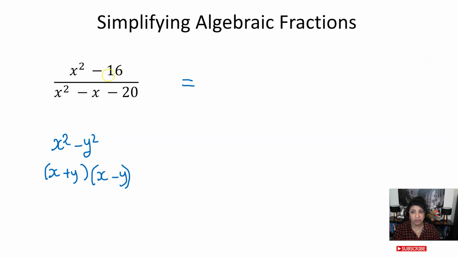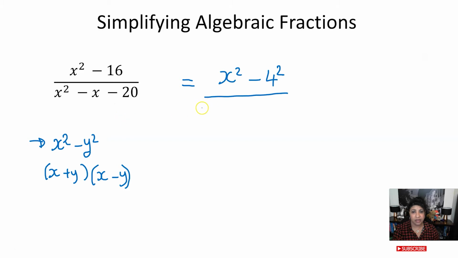So how can we write this expression here like this? Well, 16 is actually 4 squared. So I can write that as x squared minus 4 squared. So I'm just going to do that right now. x squared minus 4 squared. I'm just rewriting and nothing more. I can now try to factorize this one here.